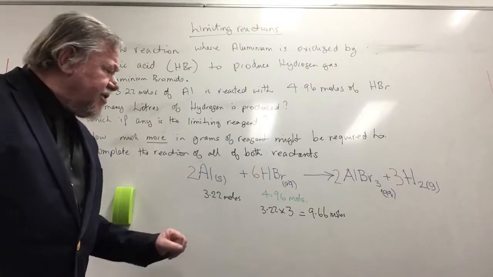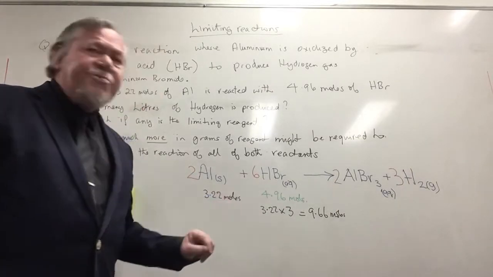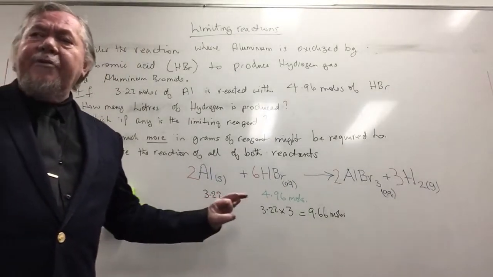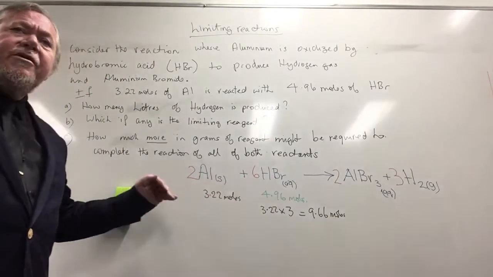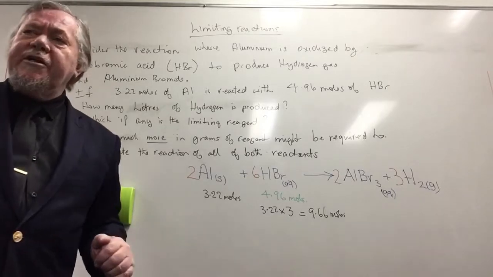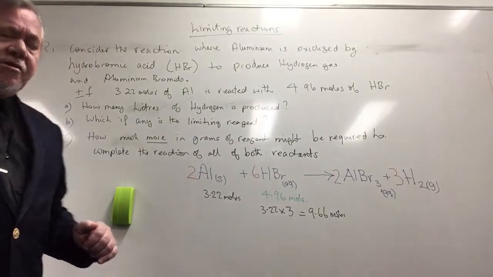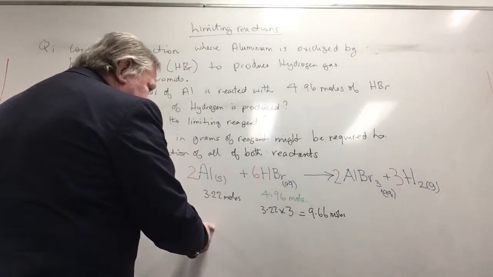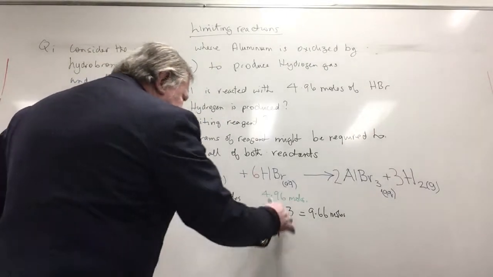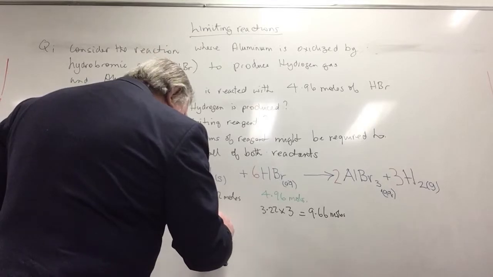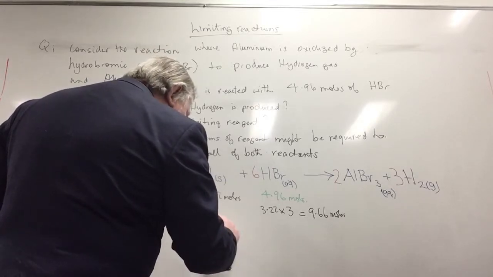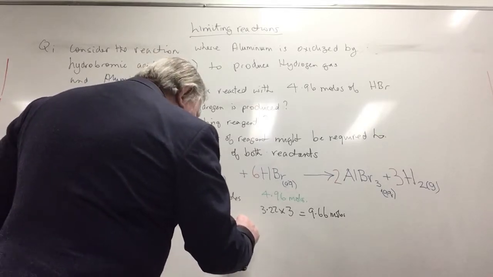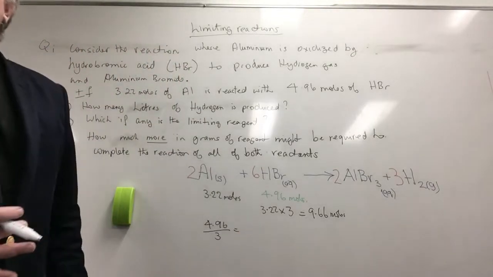So now let's say, for instance, if we have 4.96 moles, how much of the aluminium would be used up completely? 1.65. Good. So in this case, we're going to divide it, aren't we? Yeah. Okay. So this is going to be 4.96 divided by 3 equals, you gave me a number?